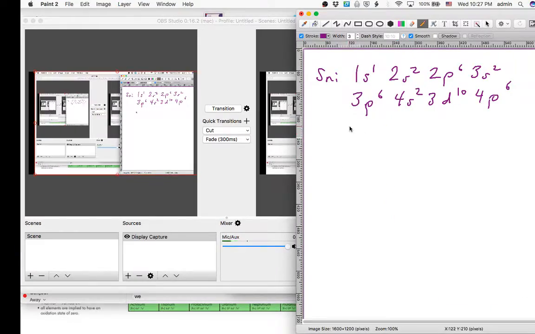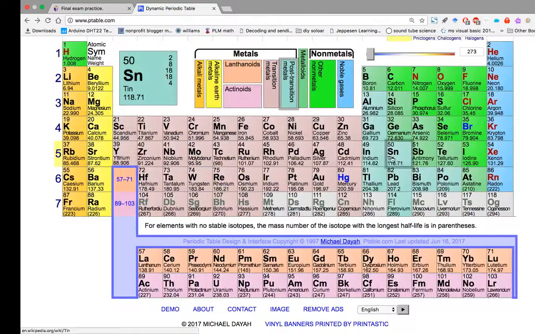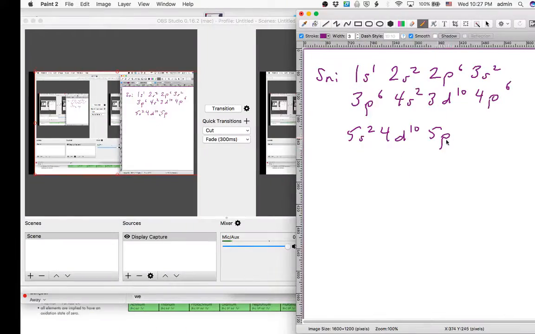So it's 5s2, 4d10, and then 5p, how many? Well, we're looking for 10, so it's 1, 2, 5p2. Okay? That is the complete electron configuration for tin.